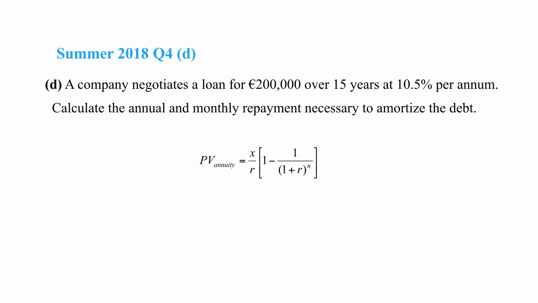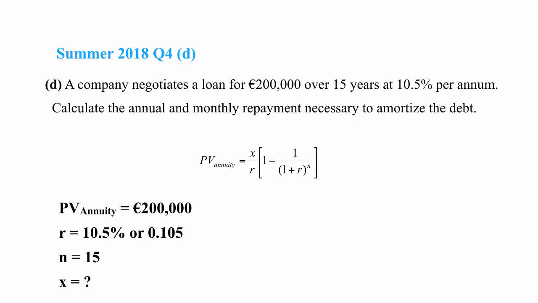Again, we have our formula. If you recall, what are these values? The 200,000 is the PV annuity. In other words, that's the present value, what we're looking at now, the loan. We need to find the value of X in that formula. R is your 10.5%. And N is 15. That's just confirming what I just said there.